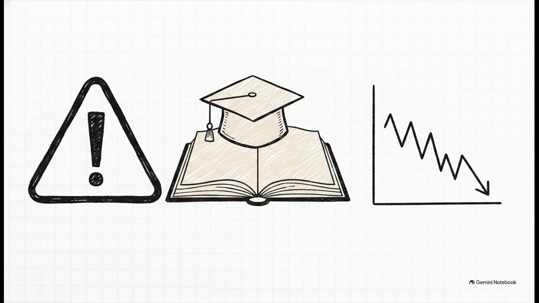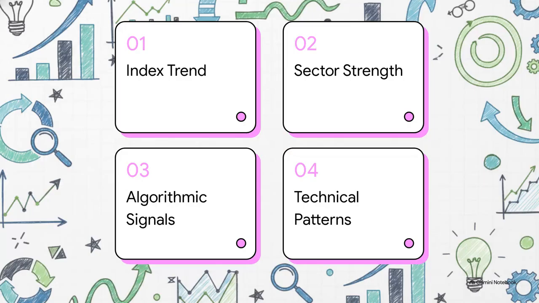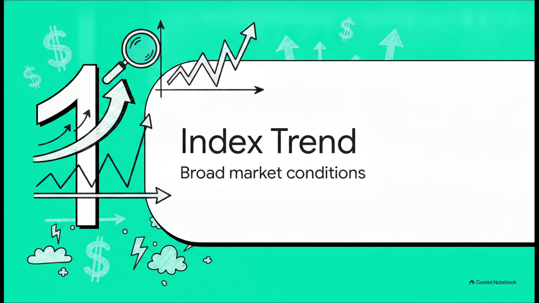All right, let's get to the good stuff. Here's our roadmap for today's explainer. We'll start with index trend and volatility, move into sector strength and weakness, check out the algorithmic signal landscape, and wrap up with a deep dive into specific technical patterns. All right, let's kick things off with Section 1, Index Trend and Volatility. We're going to look at broad market conditions and overall structural health.